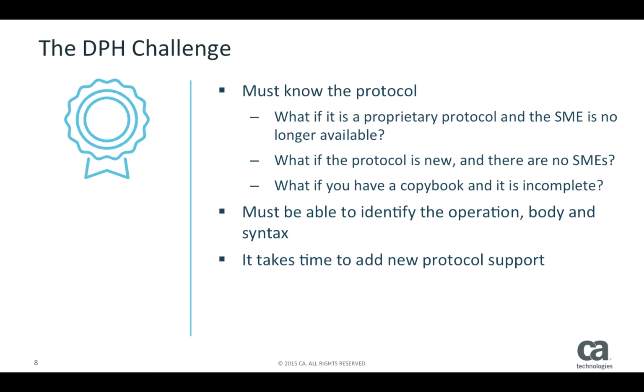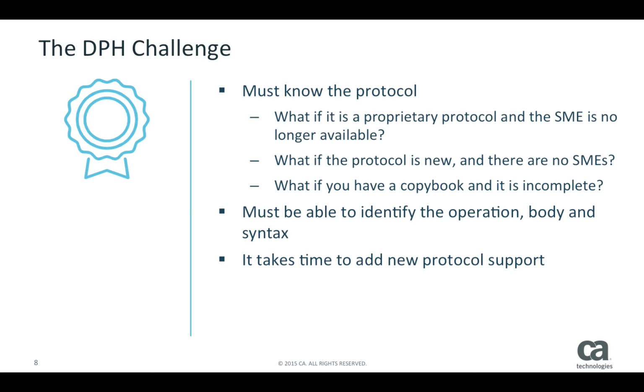They left the company, or they might not have remembered the information because they built it so long ago. What if the protocol is new or nobody is a subject matter expert within your company? What if you have a copybook and it's just incomplete or incorrect? I can imagine that happening quite often. So as you can see here, there's a few different ways the DPH doesn't work.